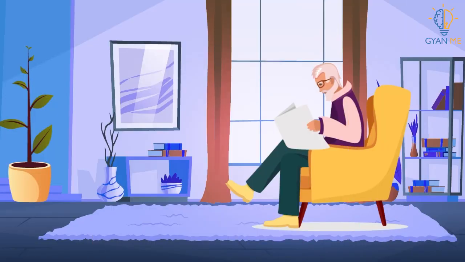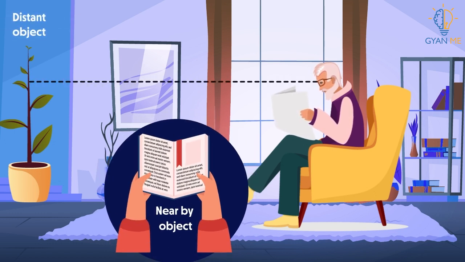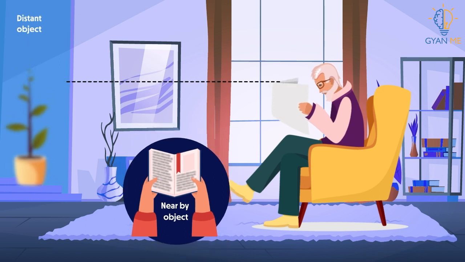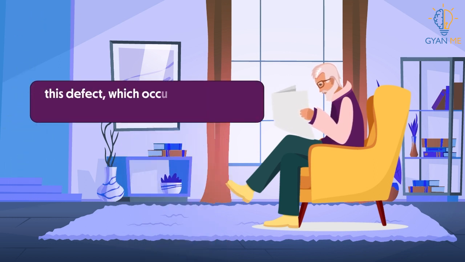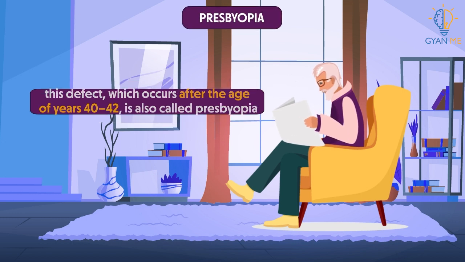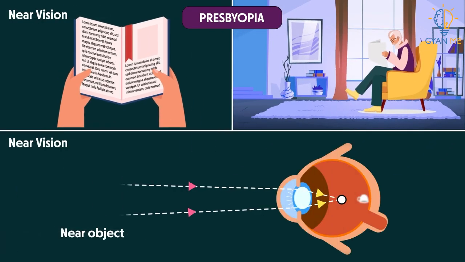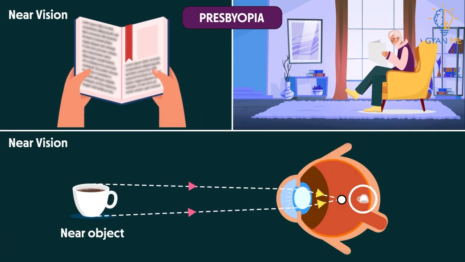So what happens is, around 40 to 42 years of age or afterwards, nearby objects and distant objects appear blurry. Thus, this defect, which occurs after the age of 40 to 42 years, is called presbyopia. To be more specific, in the elderly with presbyopia, the near vision blurs out significantly more than distant vision.